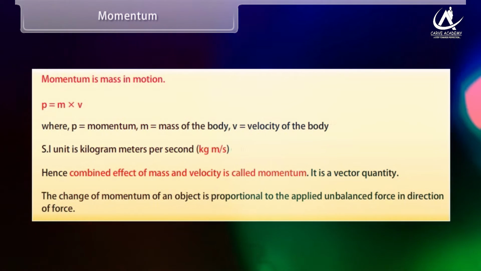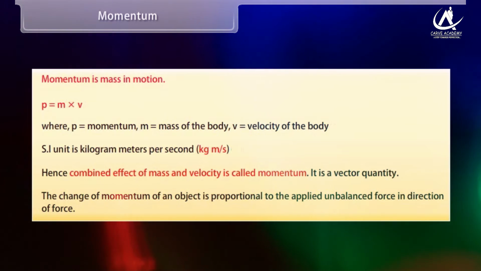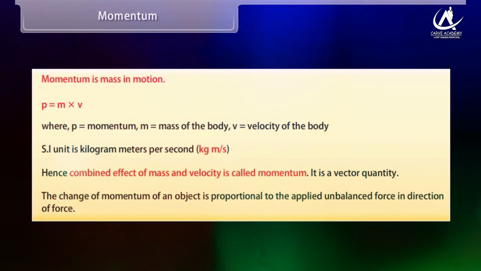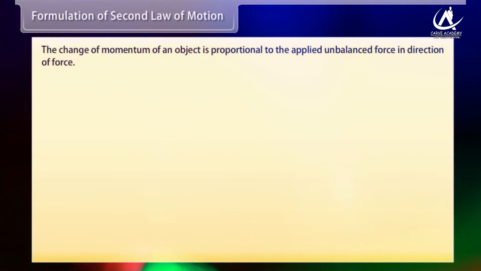The change of momentum of an object is proportional to the applied unbalanced force in the direction of force. Formulation of second law of motion. The change of momentum of an object is proportional to the applied unbalanced force in the direction of force.